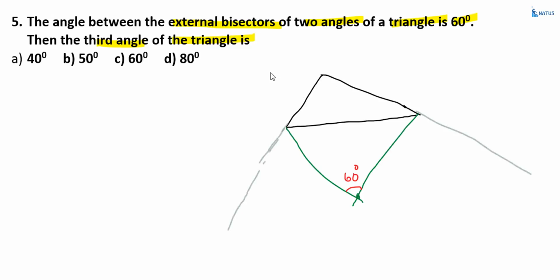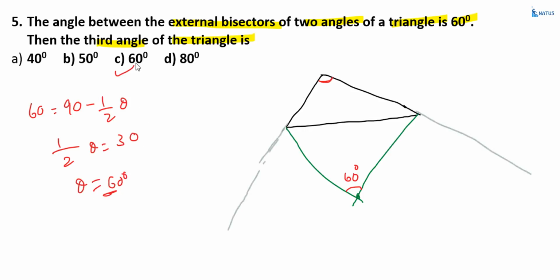What do we require? The third angle, we require this angle. Already we discussed this in the previous example, right? So what is this angle? Here this angle 60 degrees is equal to 90 minus half of the angle we require, that is theta, right? Half theta is equal to 90 minus 60, that is equal to 30. Theta is equal to 60 degrees. Option C is the correct answer.